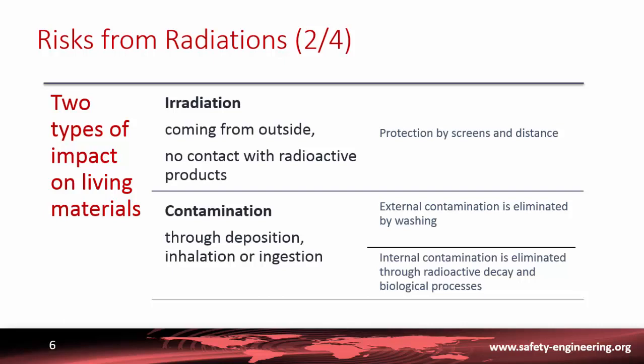Another way of being impacted by the radiation is through what we call contamination. This happens when you ingest some contaminating products, or inhale, breathing, or if you are touching some deposit of radioactive products. So if the contamination is outside, this could be eliminated by washing, and this is the reason why each time you exit the nuclear plant you have to wash your hands, and if you are contaminated you have to go through a shower. And if you happen to inhale or to ingest some contaminated products, the elimination is done through the decay of the radioactivity or through biological processes.